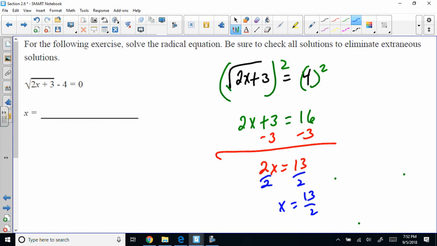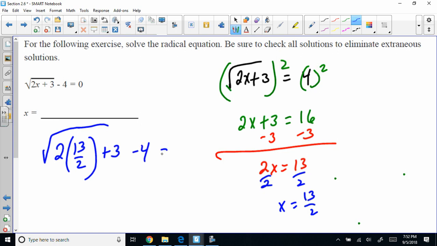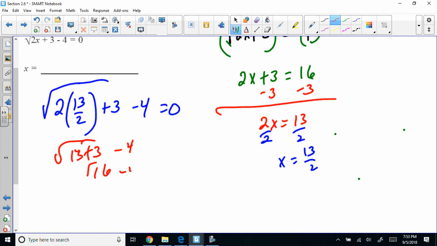Now, does that work? Is that a solution, or is it an extraneous solution? How do you know? You better plug it in and check it, right? I love to keep things as fractions. So this becomes what? Yeah. So that's square root of 16, right? Minus 4 equals 0. So that's 4 minus 4 equals 0. It works, right?